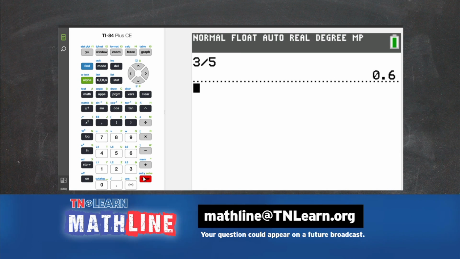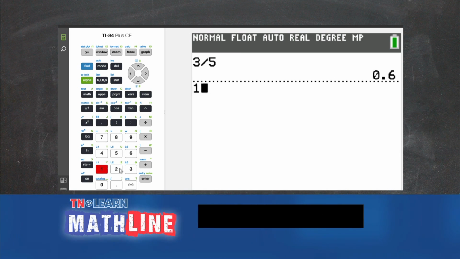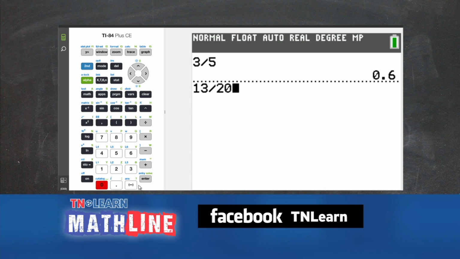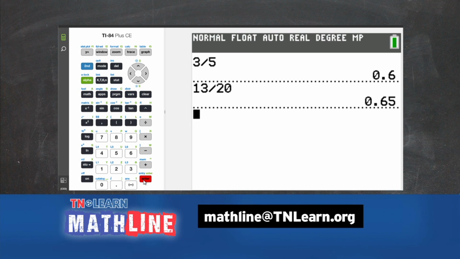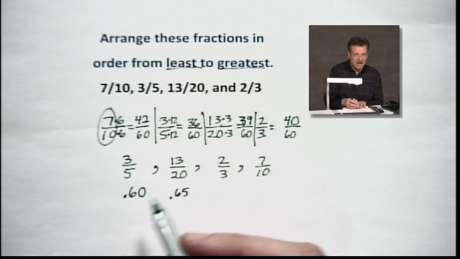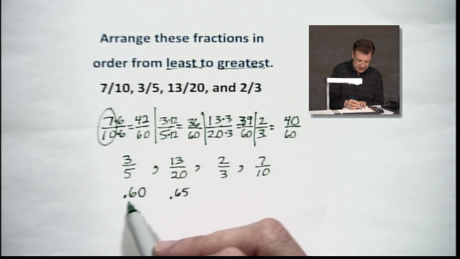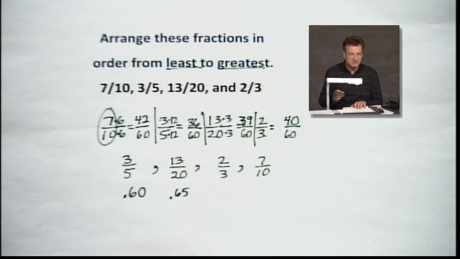Our next one we're going to look at is 13. We're going to divide it by 20. And that's going to give us 65 hundredths. So a little bit more, because remember what we can do, we can add a zero to our decimal here, all right? Decimal 60 and our decimal with 65.